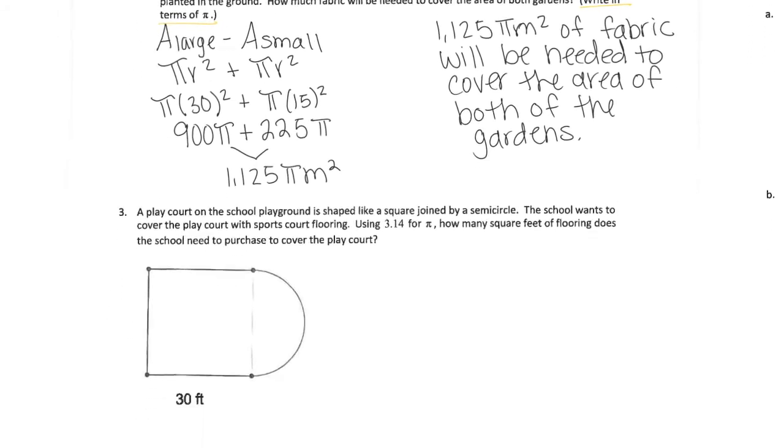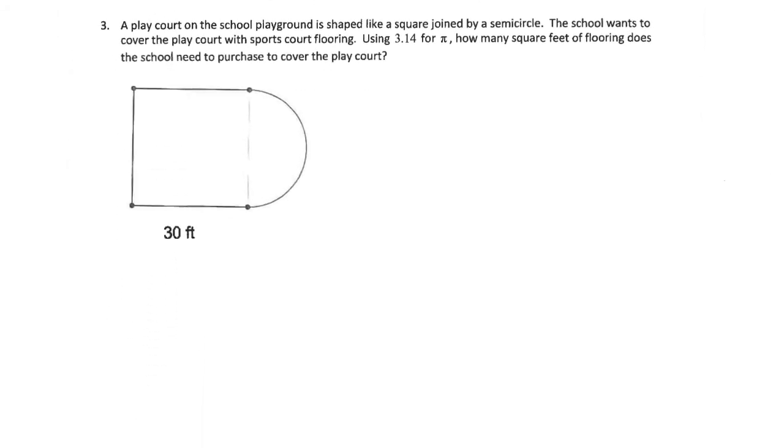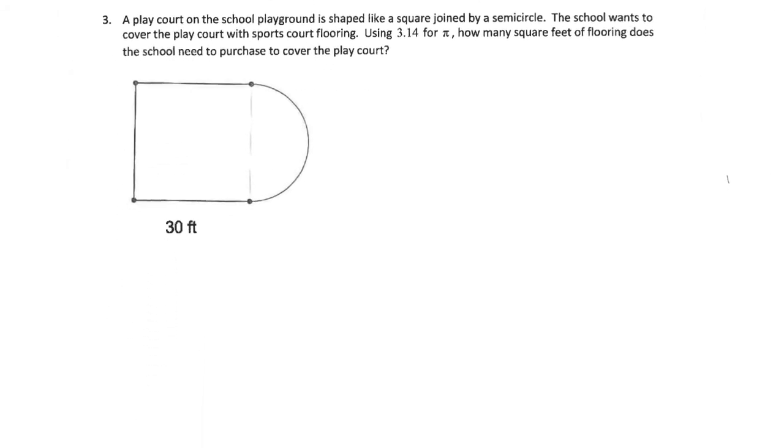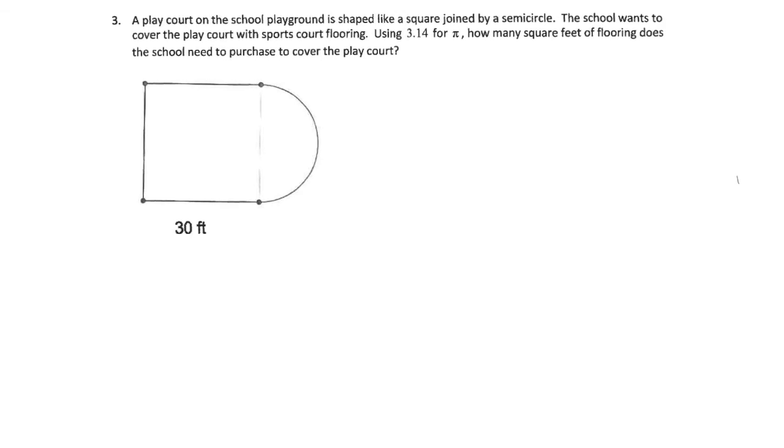All right, let's move on to number 3. Number 3, a play court on the school playground is shaped like a square joined by a semicircle. The school wants to cover the play court with sport court flooring. Using 3.14 for pi, how many square feet of flooring does the school need to purchase to cover the play court? The first information that this problem tells us is that we have a square joined by a semicircle.